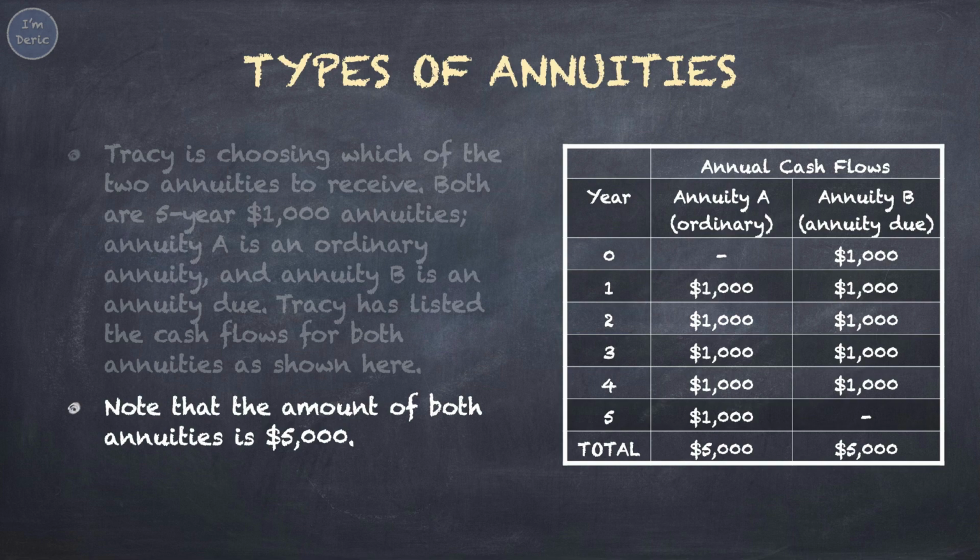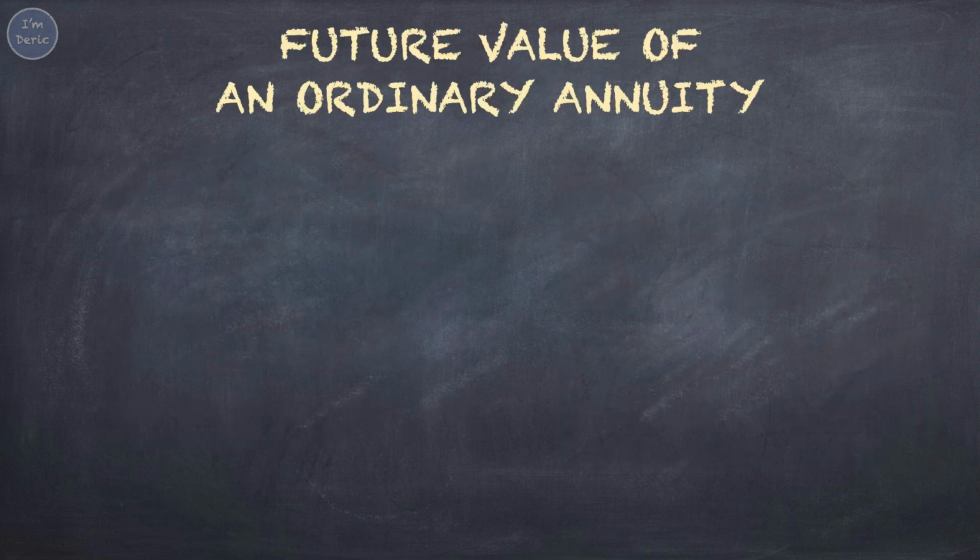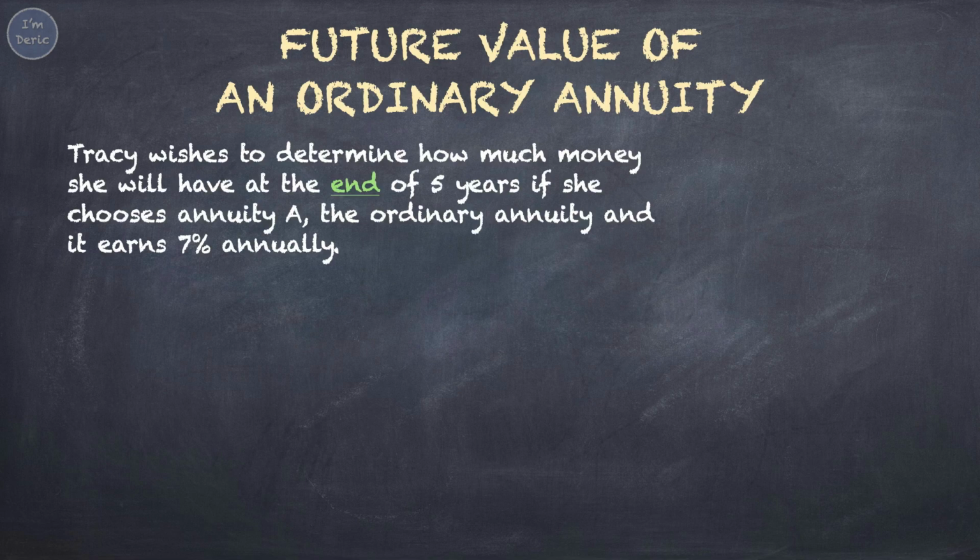But in fact, they have different values. Let's put it into calculation. Tracy wishes to determine how much money she will have at the end of 5 years if she chooses Annuity A, the ordinary annuity, and it earns 7% annually.